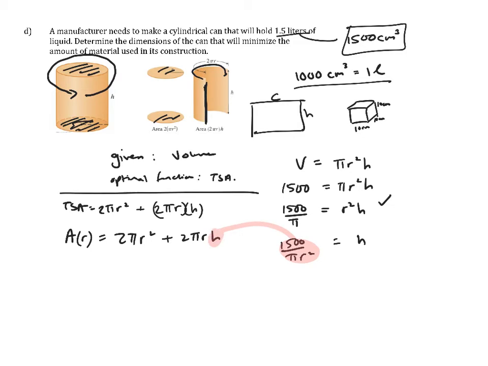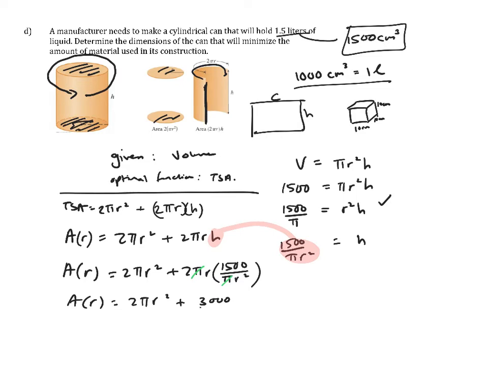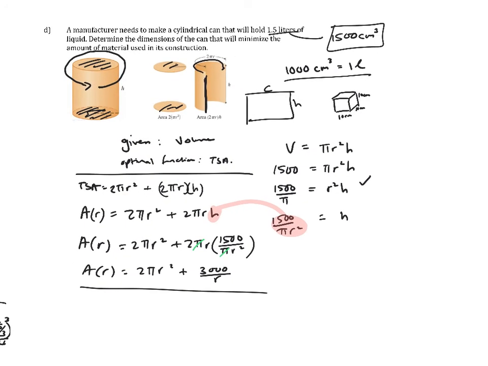Don't let the pi again confuse you. So therefore we've got A(r) equal to 2 pi r squared plus 2 pi r times 1500 over pi r squared. And what is that equal to if we simplify? It's 2 pi r squared plus, so the pi's divide there, and r divided by r squared is just r on the bottom. So we've got 3000 over r. Okay, so that is our optimized function.